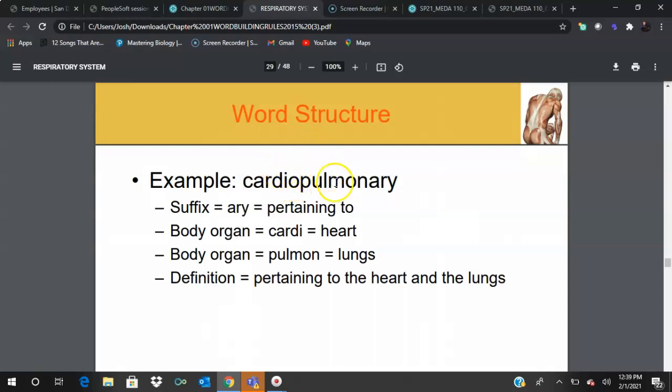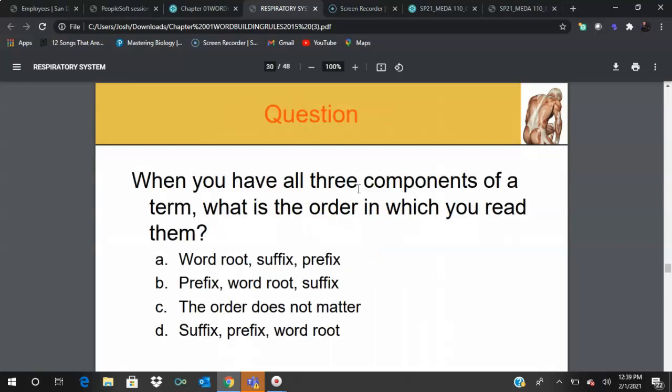Now, if you come over here, our suffix here is ary, okay? And because it begins with an A, we just tack it right onto the other word root, pulmon, and we get cardiopulmonary. Okay, we don't need the O, it wouldn't be pulmonoary. Okay, and that means pertaining to the heart and lungs.